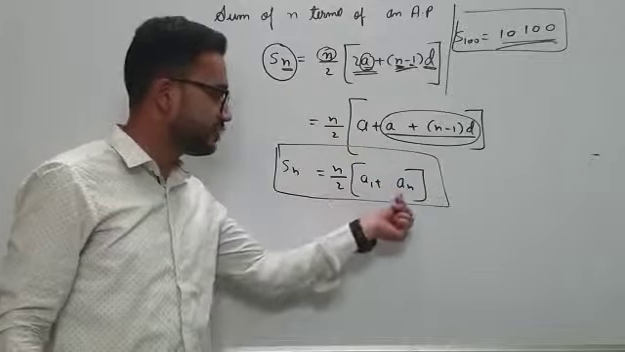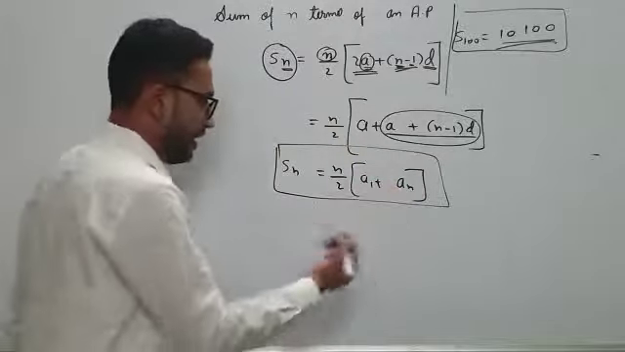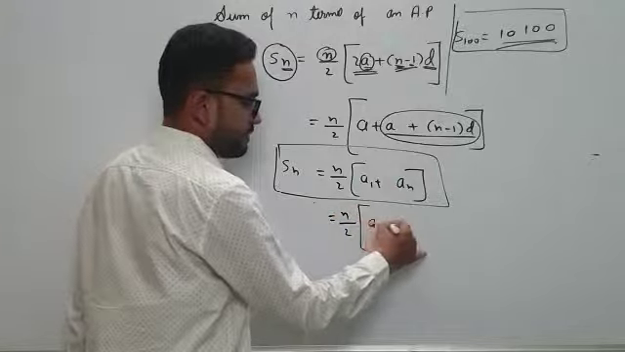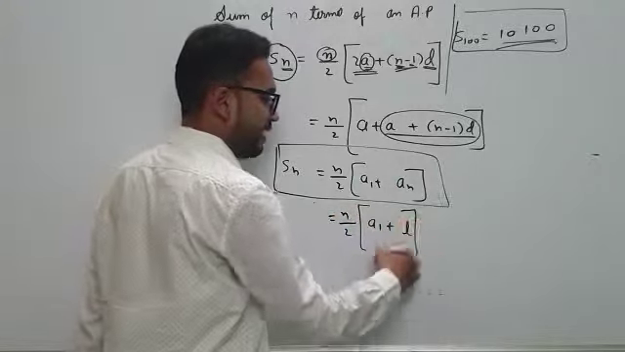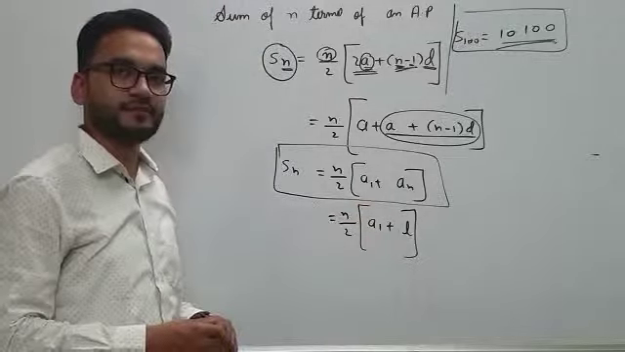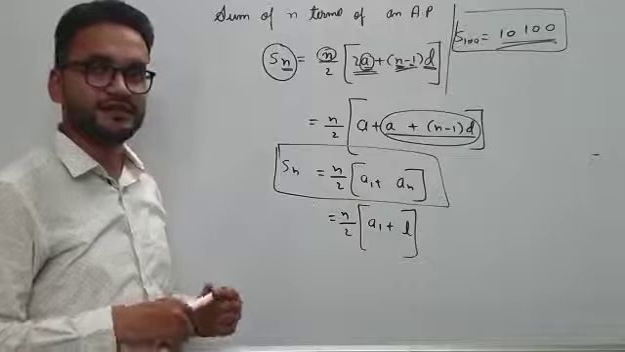CBSE students are going to refer to this particular formula. If it is state board, we will write it as n by 2, first term plus last term, which they call L. So it doesn't make a difference, n or an, as far as they are the same. So hopefully you got this. Thank you so much.